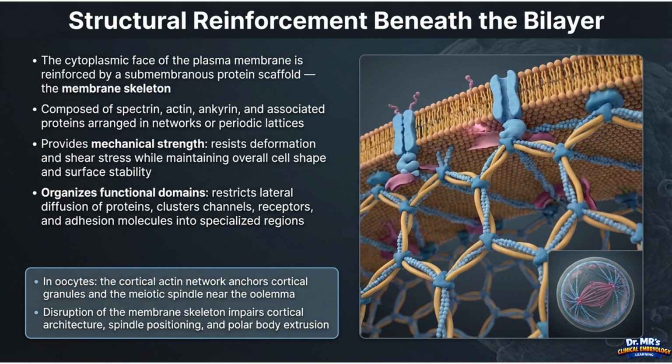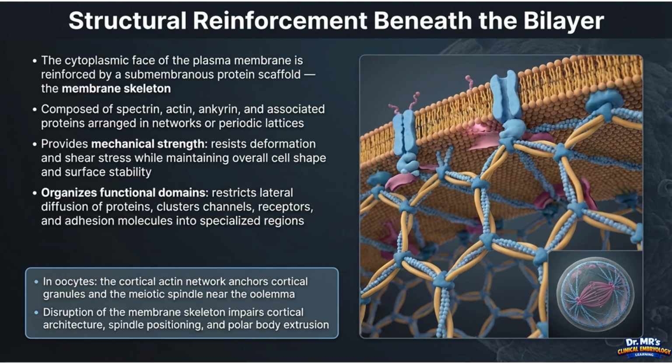The membrane skeleton does two critical things. First, it provides mechanical strength, resisting deformation and shear stress while maintaining cell shape. Second, it organizes functional domains by restricting the lateral diffusion of membrane proteins. Rather than allowing channels, receptors, and adhesion molecules to drift freely across the entire membrane surface, the skeleton creates corrals, defined regions within which proteins cluster and concentrate. This spatial organization is essential for efficient signal transduction and cell polarity.